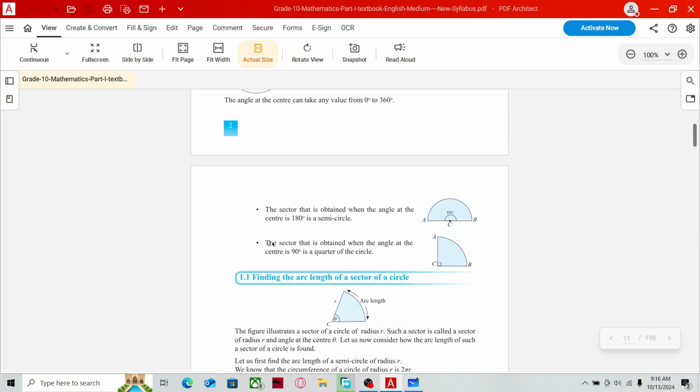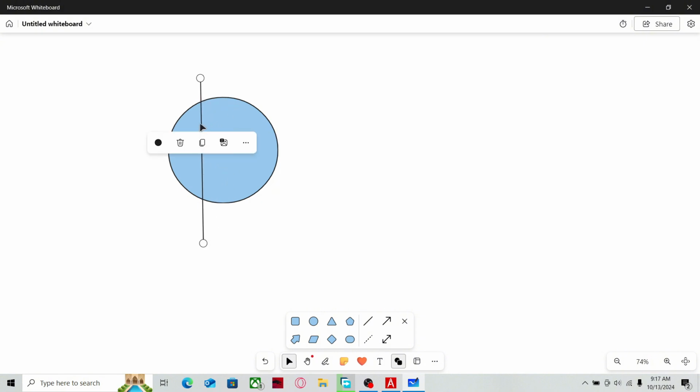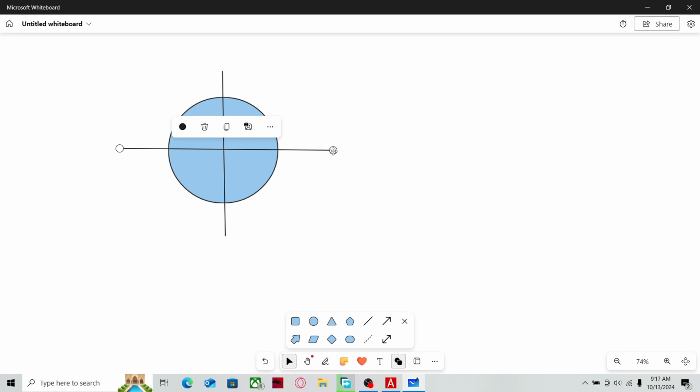Right. The sector that is obtained when the angle at the center is 90 degrees is a part of the circle. So what does it mean? Now suppose, let's draw one line, right? If I were to divide this circle into what? Half. I hope it's half, right? Okay. If I were to divide the circle into 4 equal parts.